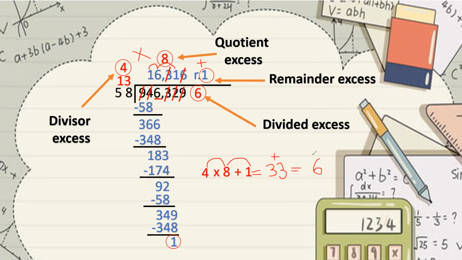Now we get 6 and look. This is my final exit. This and this are the same. So that means my division is correct. Okay? Now let's continue with the next part.